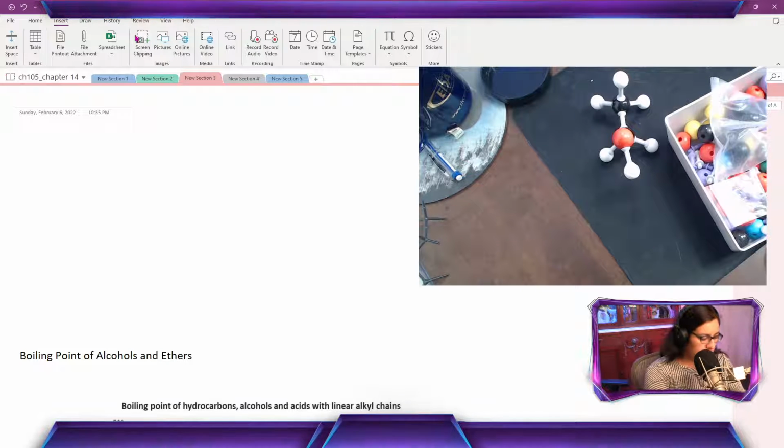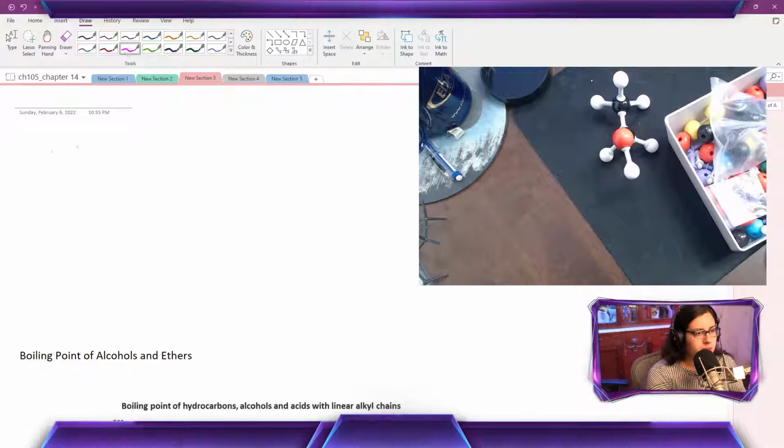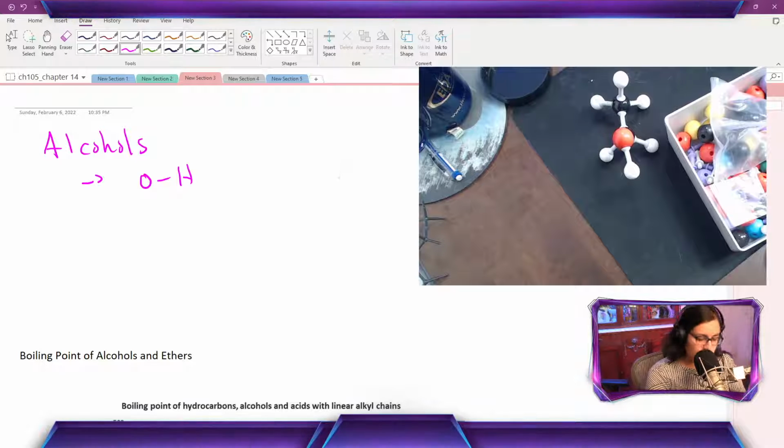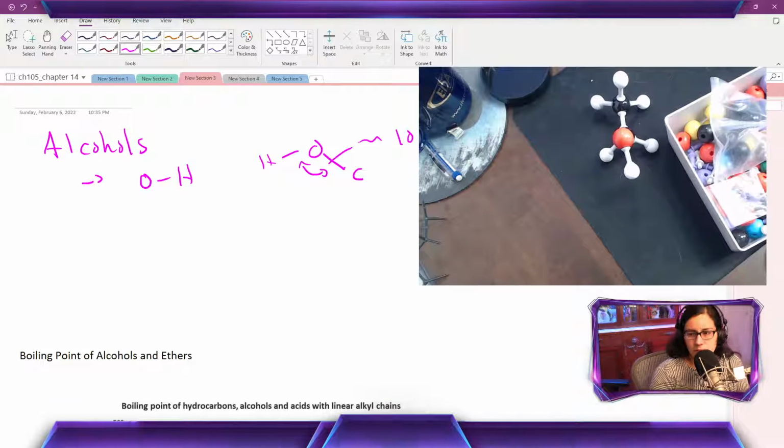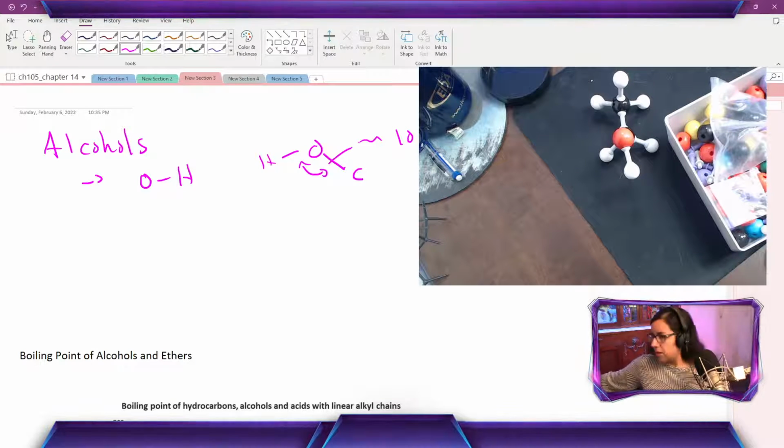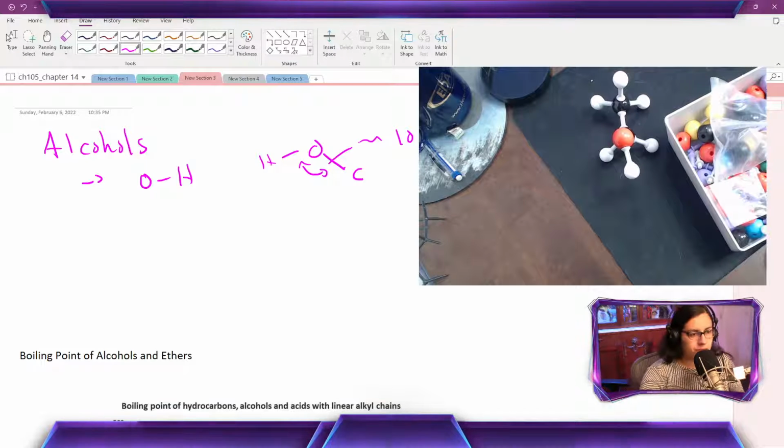Alcohols, let's do a bit of a recap as well. We said they have that OH group. This will probably be close to around 104 degrees or so for our bond angle. And then, what type of bonding do alcohols have? What type of intermolecular forces, I should have said.